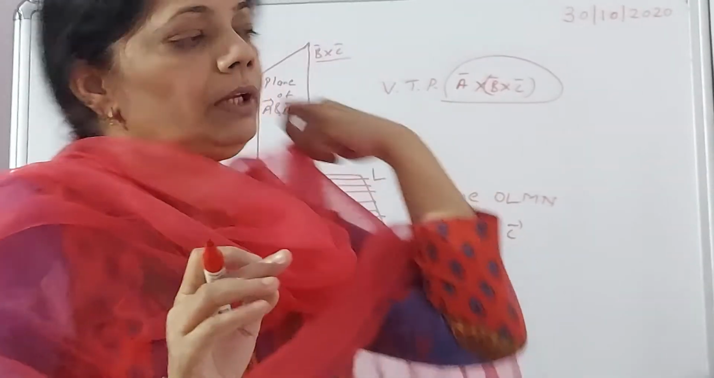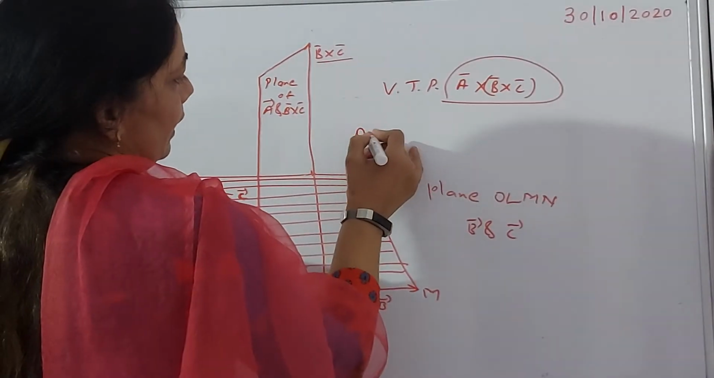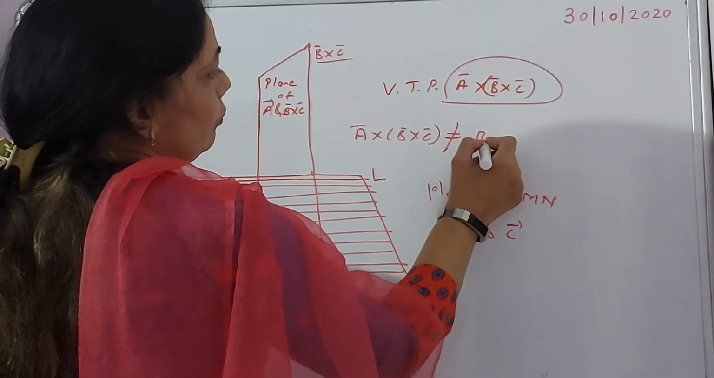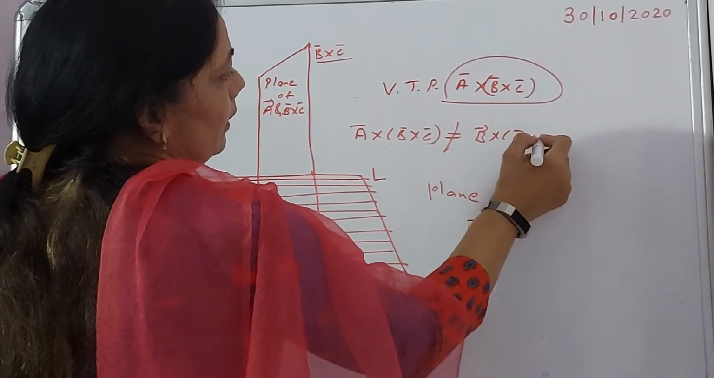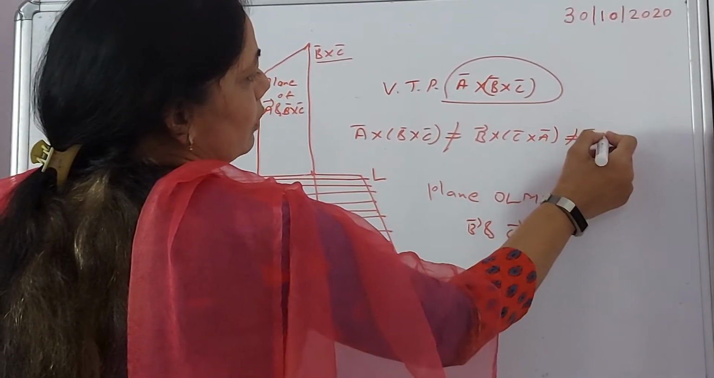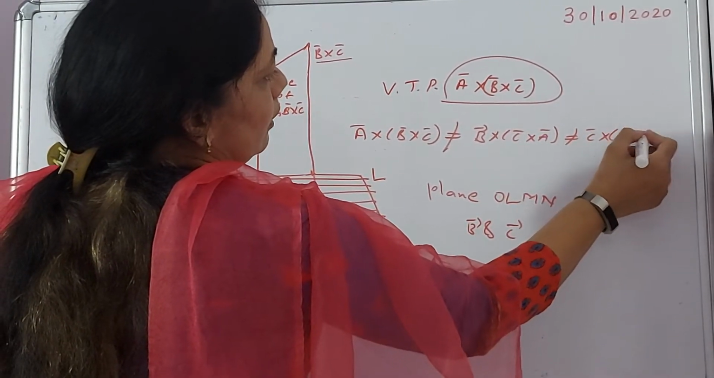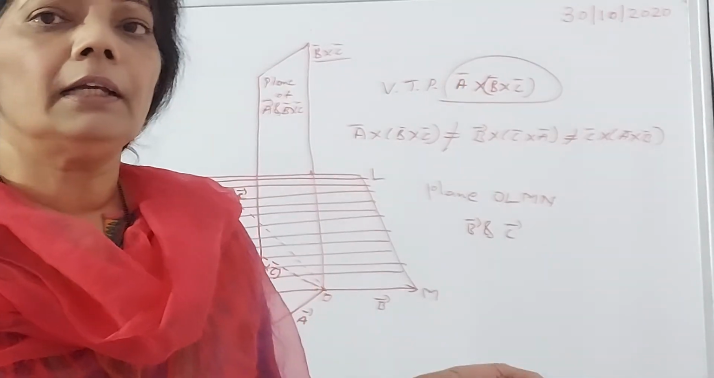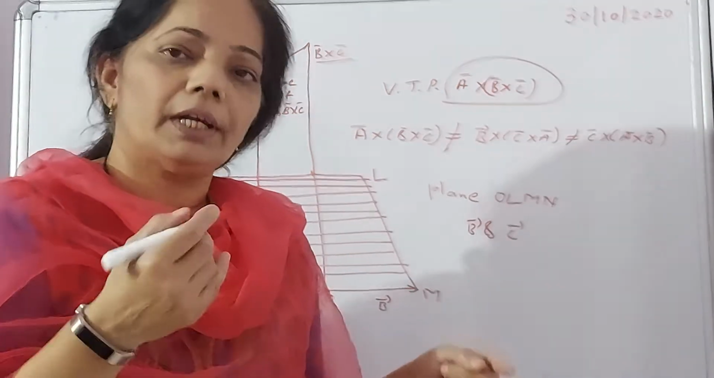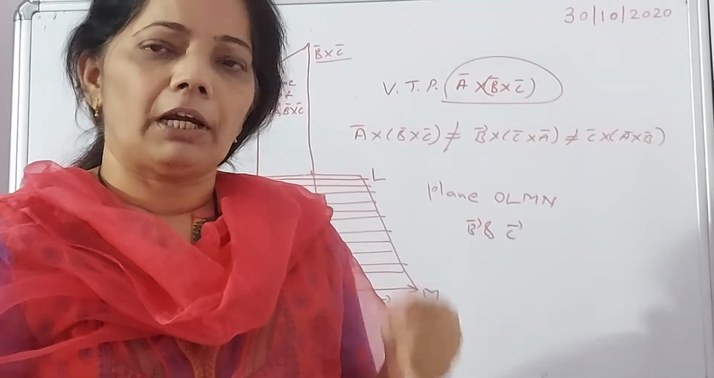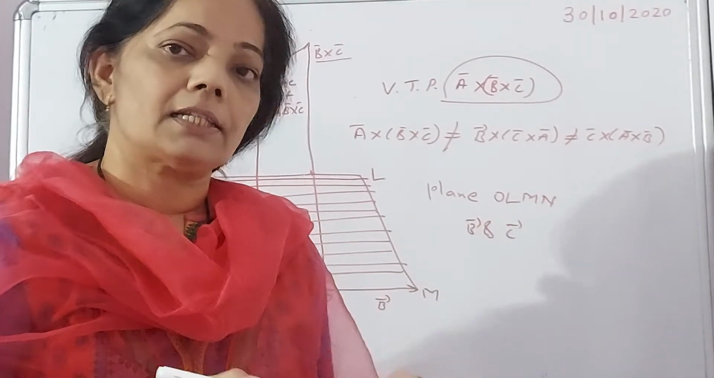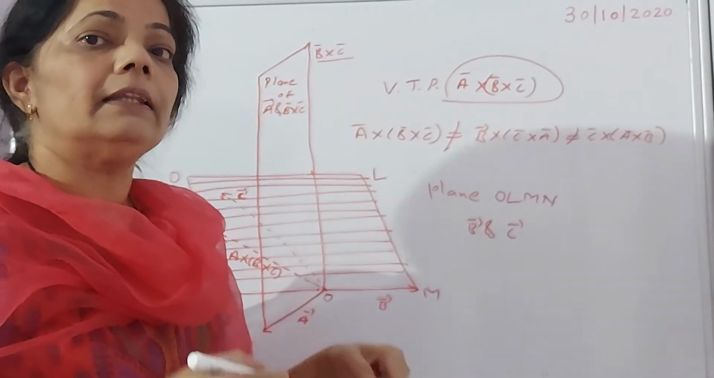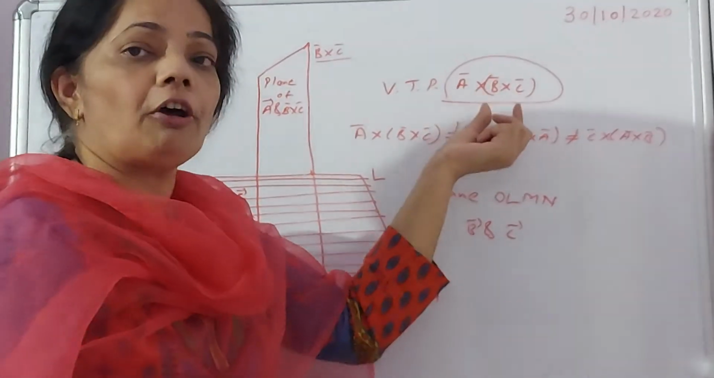Which means directly I can confidently say that A cross B cross C is not equal to B cross C cross A, or not equal to C cross A cross B. Very clearly, the reason is that the vector you get in a VTP, vector triple product, A cross B cross C, always lies in the plane of the vectors in the bracket or parenthesis.